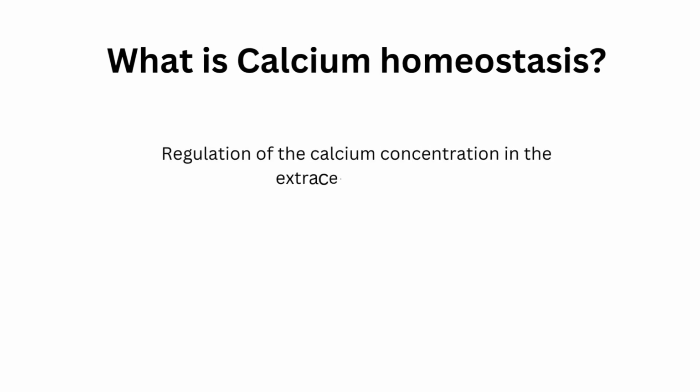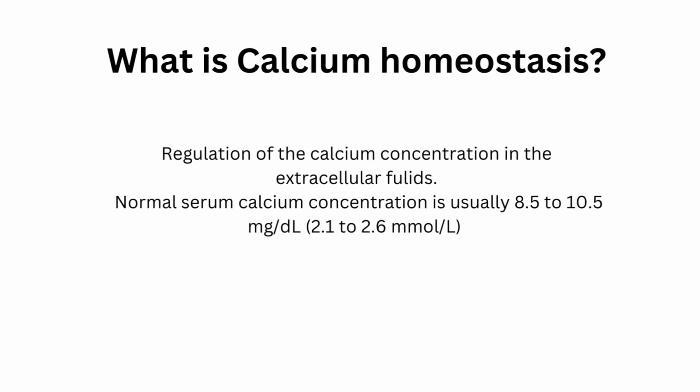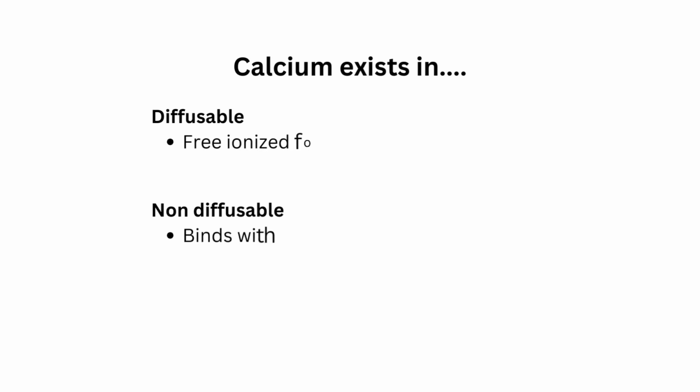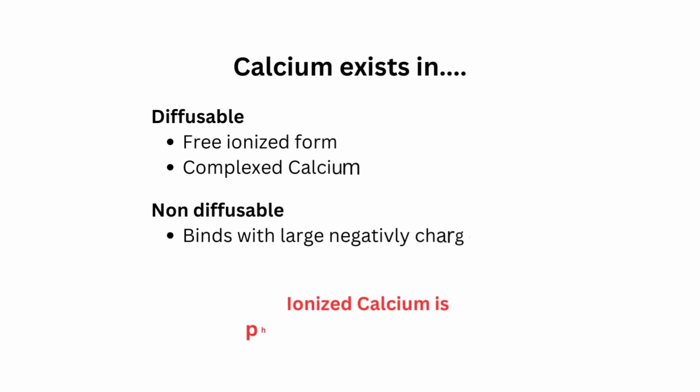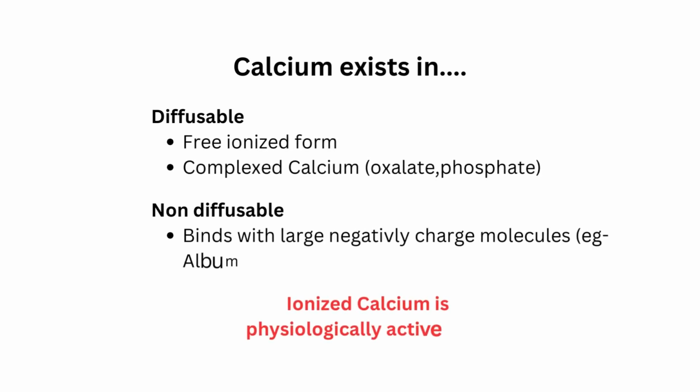Normal serum concentration can range from 8.5 mg per deciliter to 10.5 mg per deciliter. There are two main types of extracellular calcium, which are diffusible and non-diffusible. Free ionized calcium and complex calcium are considered diffusible forms. In complex calciums, calcium binds with oxalates and phosphate. Only the free ionized form is physiologically active.